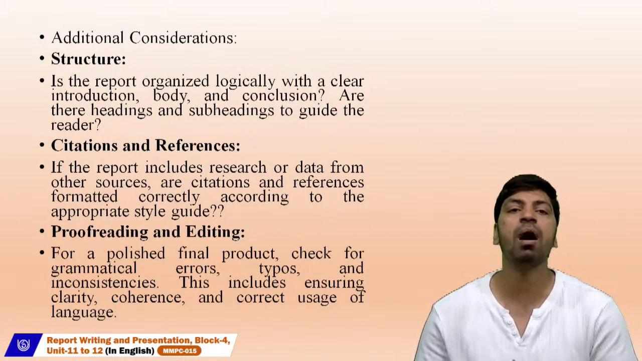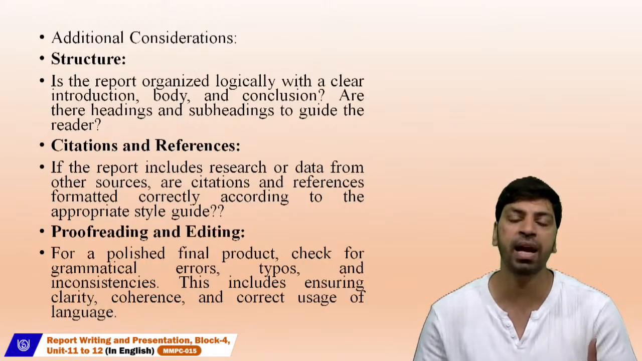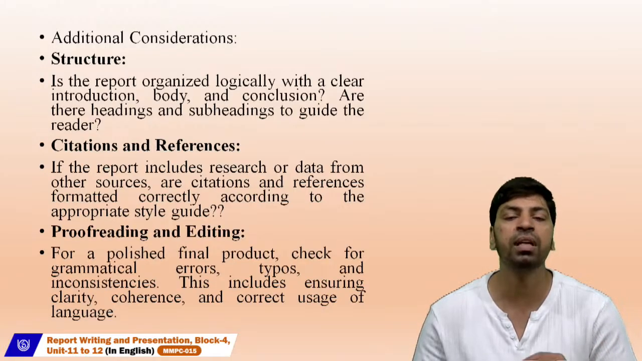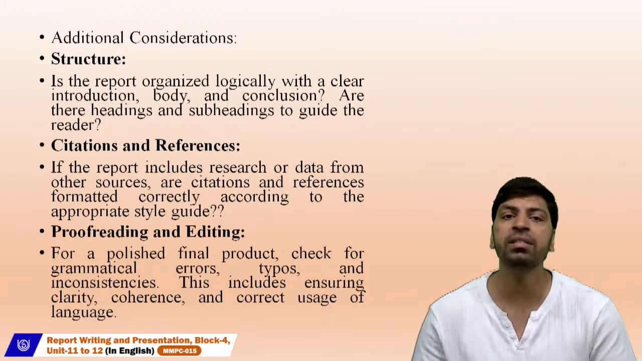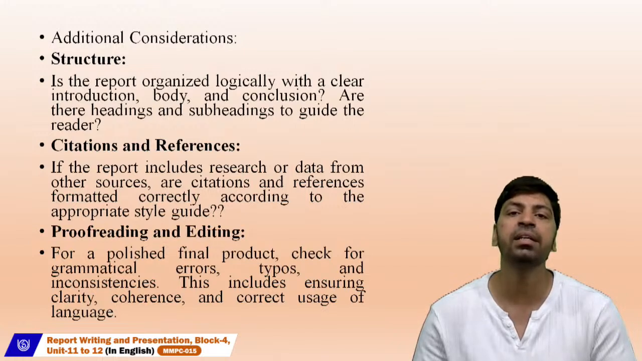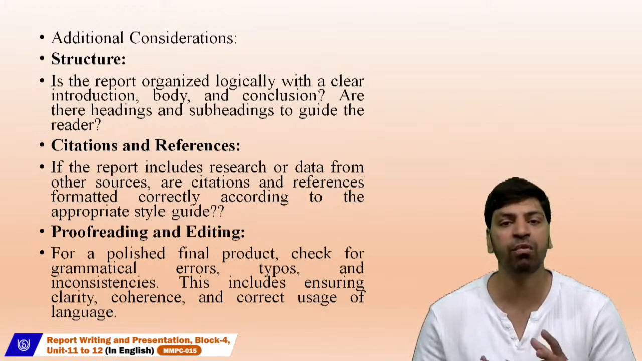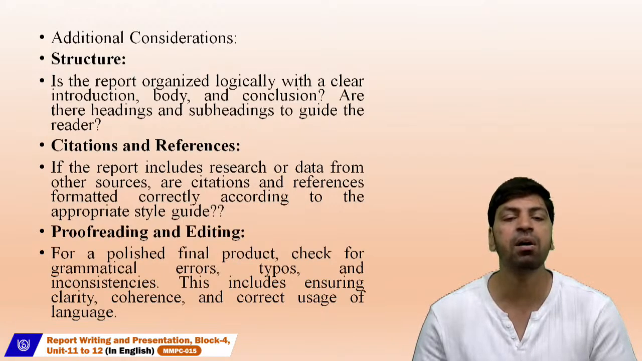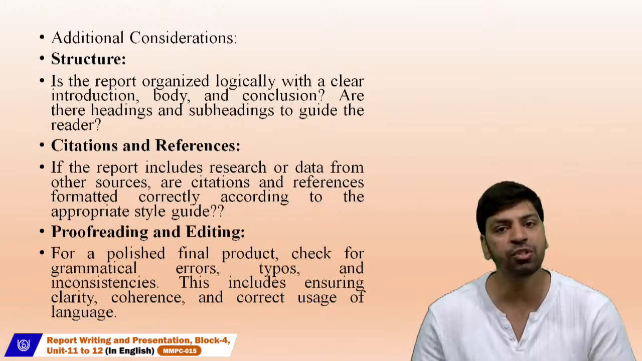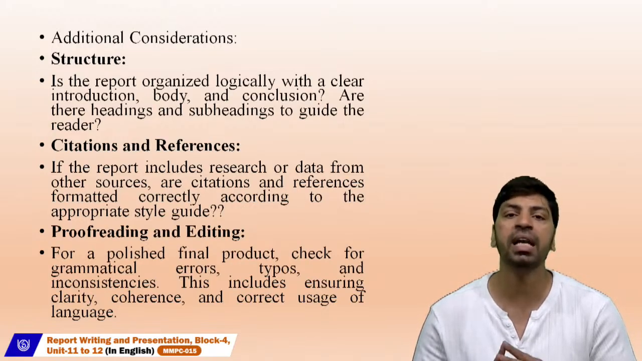Additional considerations. We talk about structure. This should have a clear introduction and a clear conclusion and findings. Do headings or subheadings really guide the reader? Citations and references. The report always includes research or data from other sources, so clearly cite those references in a consistent format or style, according to the appropriate style guide. Proofreading and editing. For a polished final product, check for grammatical mistakes, typos or any inconsistencies, and this includes ensuring clarity, coherence and the correct usage of the language.